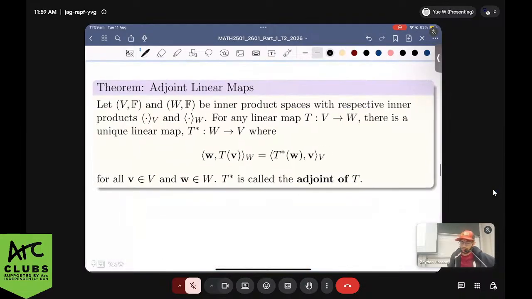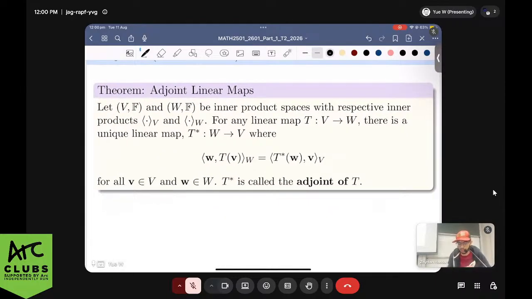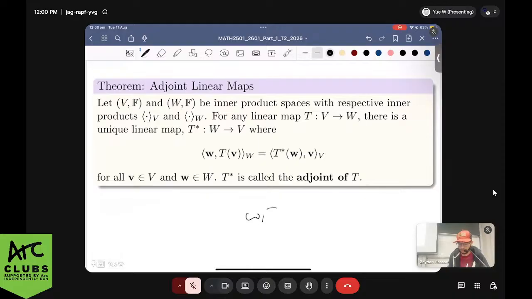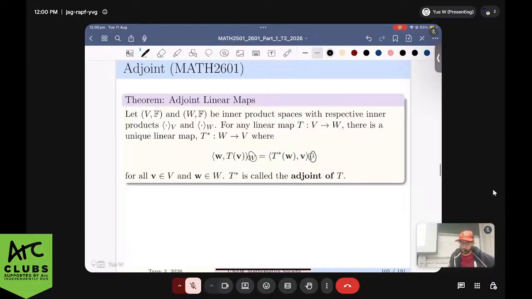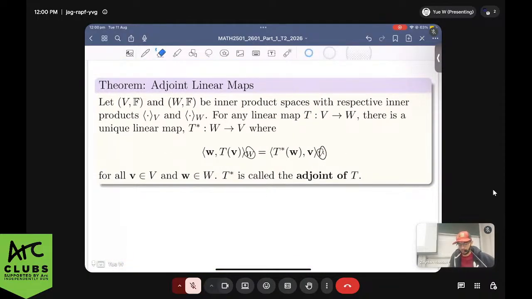So the adjoint is a linear map which allows you to switch the order of an inner product with W and T of V. It's a bit weird. So if you have W and T of V and you take the inner product, then you can switch the order. You can move T to the other side as long as you take its adjoint. It's some other linear map. And what's strange is the inner product switches from that of W to that of V. So the inner product on the left side is W, the inner product on the right side is V.